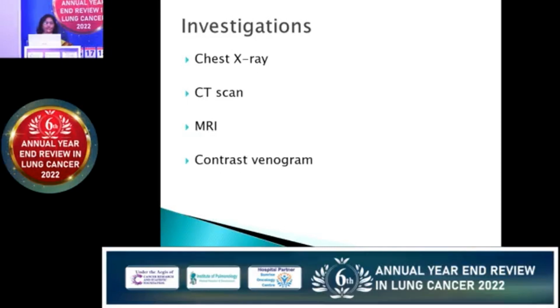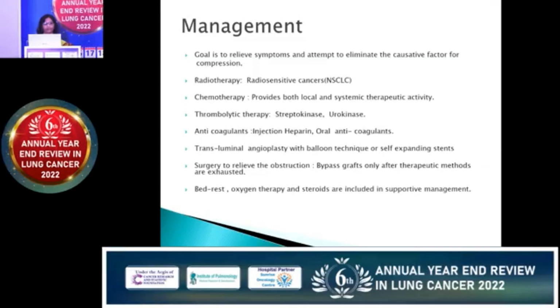What all investigations can we do? We can do the X-ray chest, the CT scan where the tumor will be localized, MRI to check for the metastasis, and contrast venogram to check for the embolism. Management. The goal is to relieve symptoms and attempt to eliminate the causative factor for the compression. Radiotherapy. As Sir has already taken, the radiosensitive cancers like non-small cell lung carcinomas are treated with radiotherapy. Chemotherapy provides both local and systemic therapeutic activity, but it is not that effective.